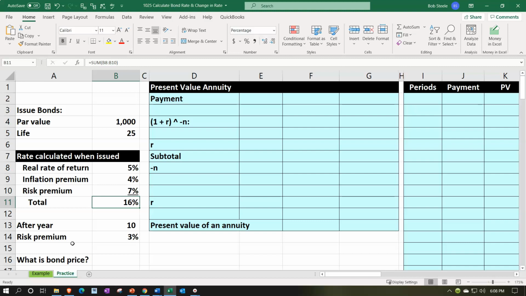Then at a later point in time, we will calculate after 10 years the risk premium going down, which means that the market rate is going to now be different than the rate on the bond, because the rate on the bond will not change, whereas the market rate will change.